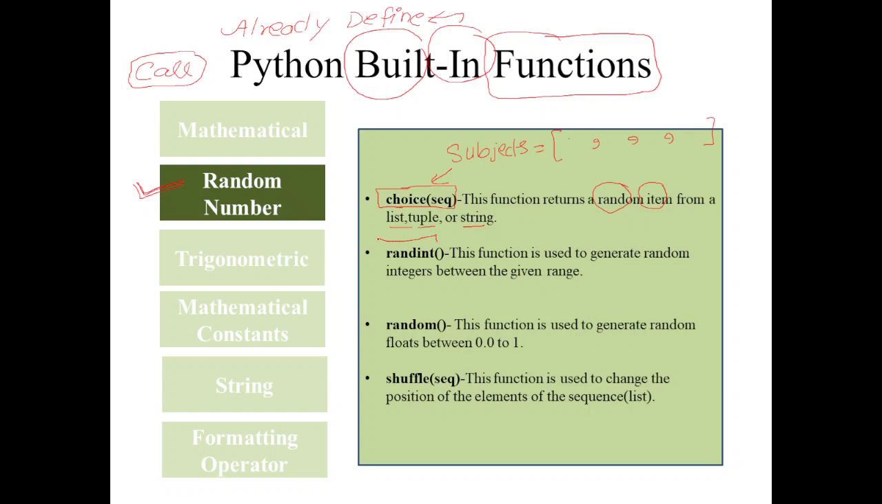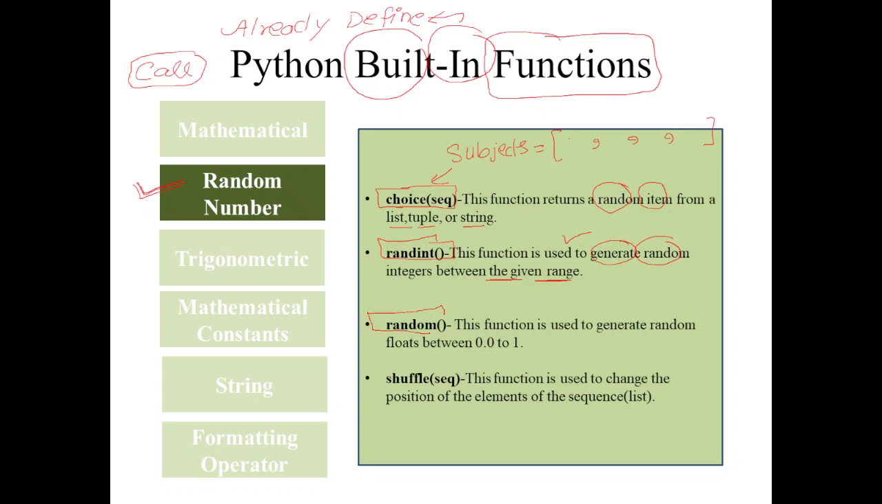Next is randint. Randint is the function which is used to generate a random number from the given range, which means if we have a range given to us and we want to generate a random number, then we can use this function as well.